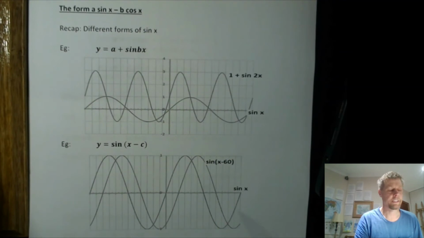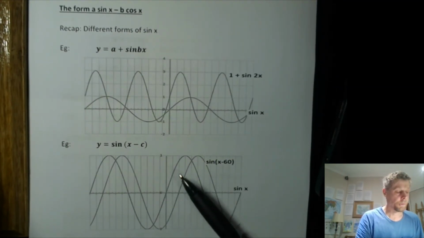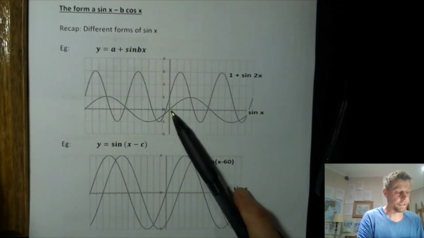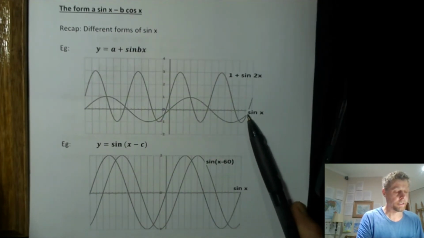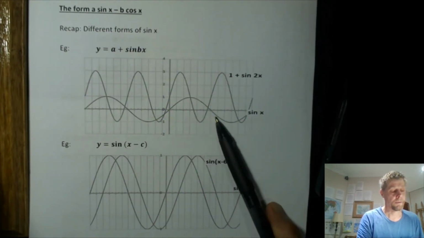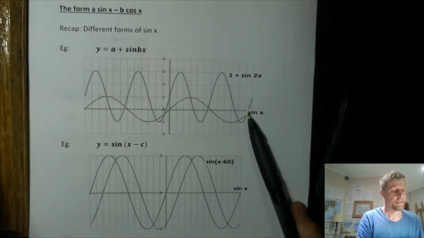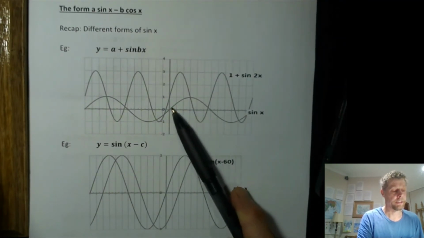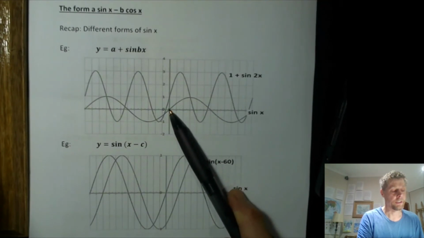I just want to play around a little bit with different forms of sine x. So here I've drawn y equals sine x. See there, it has a period of 2 pi. It reaches 1 at 90 degrees, and starts at 0.